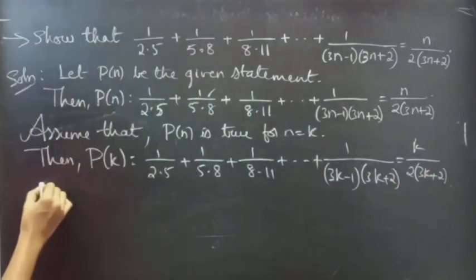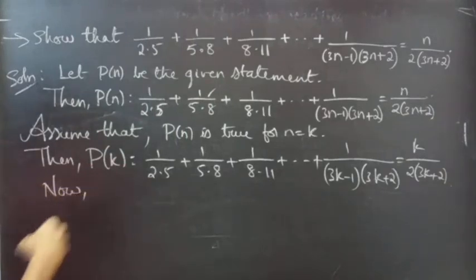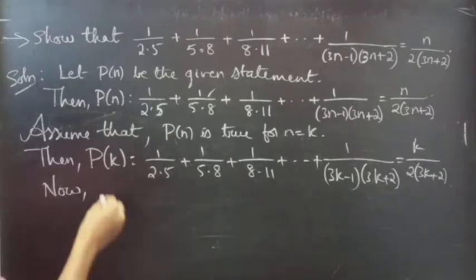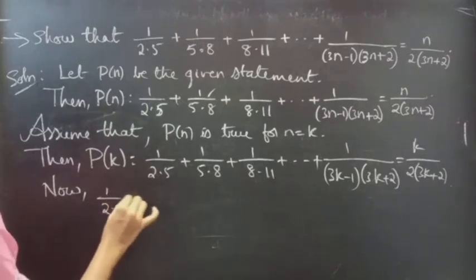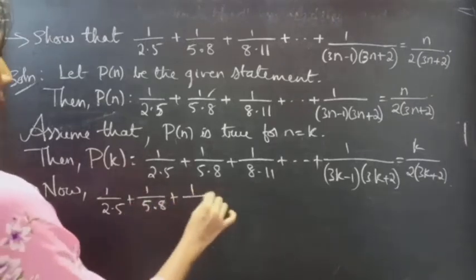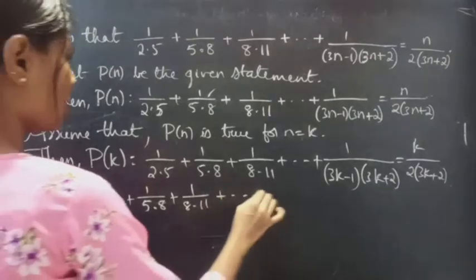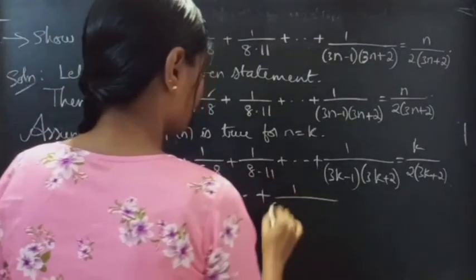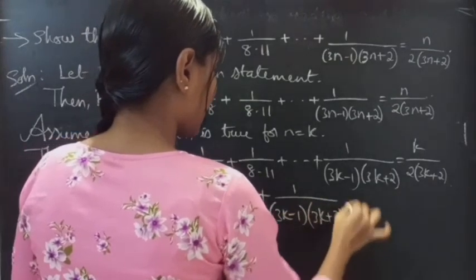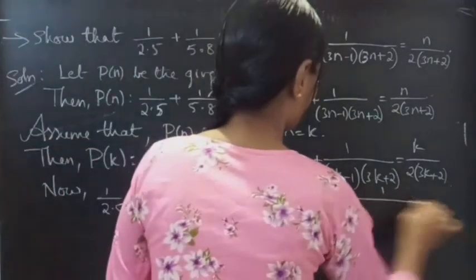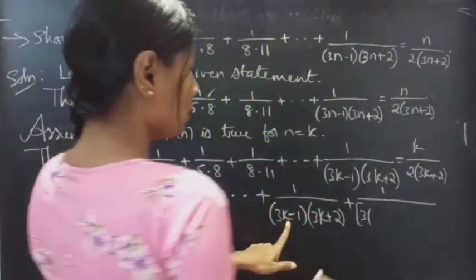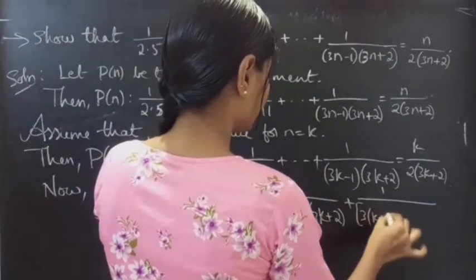Okay? So now, since P(k) is true, we are going to prove it for k plus 1, right? So let's take LHS for k plus 1 terms. First term, second term, third term, plus so on, plus kth term, plus the (k+1)th term. The (k+1)th term is obtained by replacing k by k plus 1.